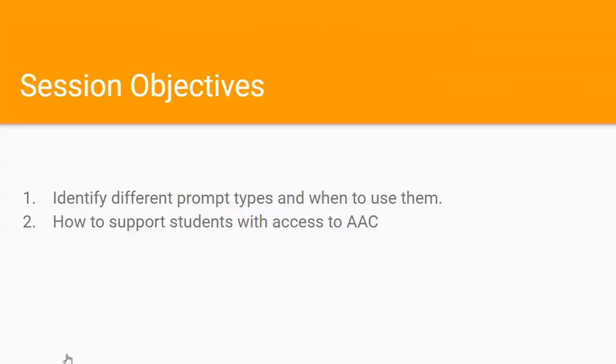Our session objectives will focus on identifying different prompt types and when to use them, and how to support students with access to AAC.